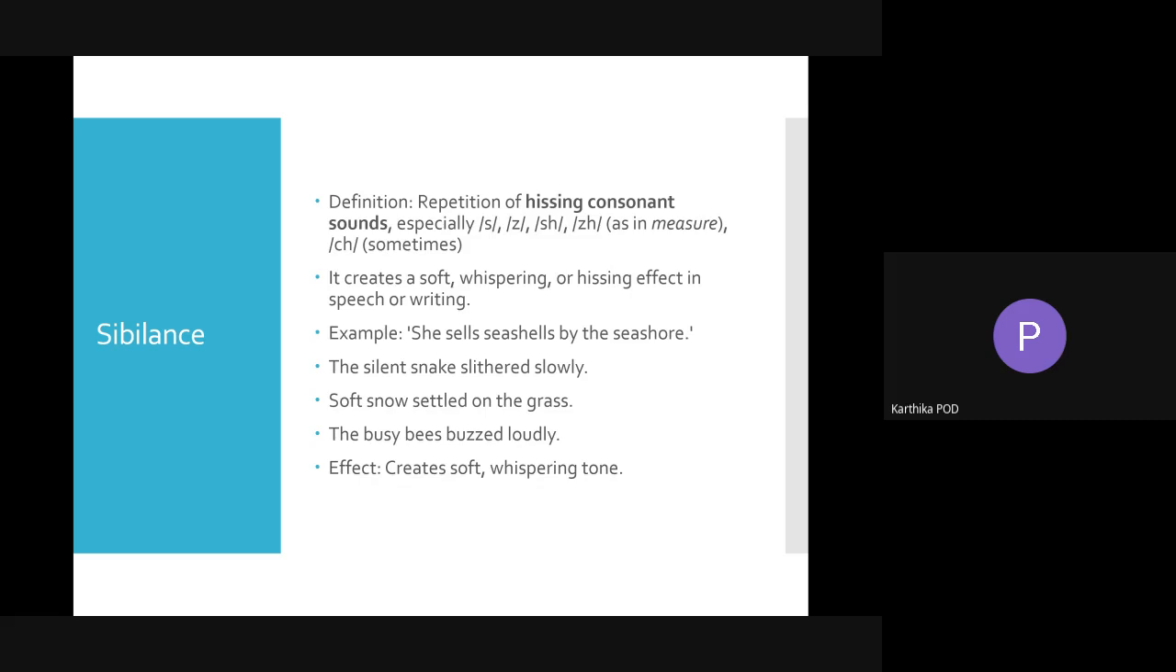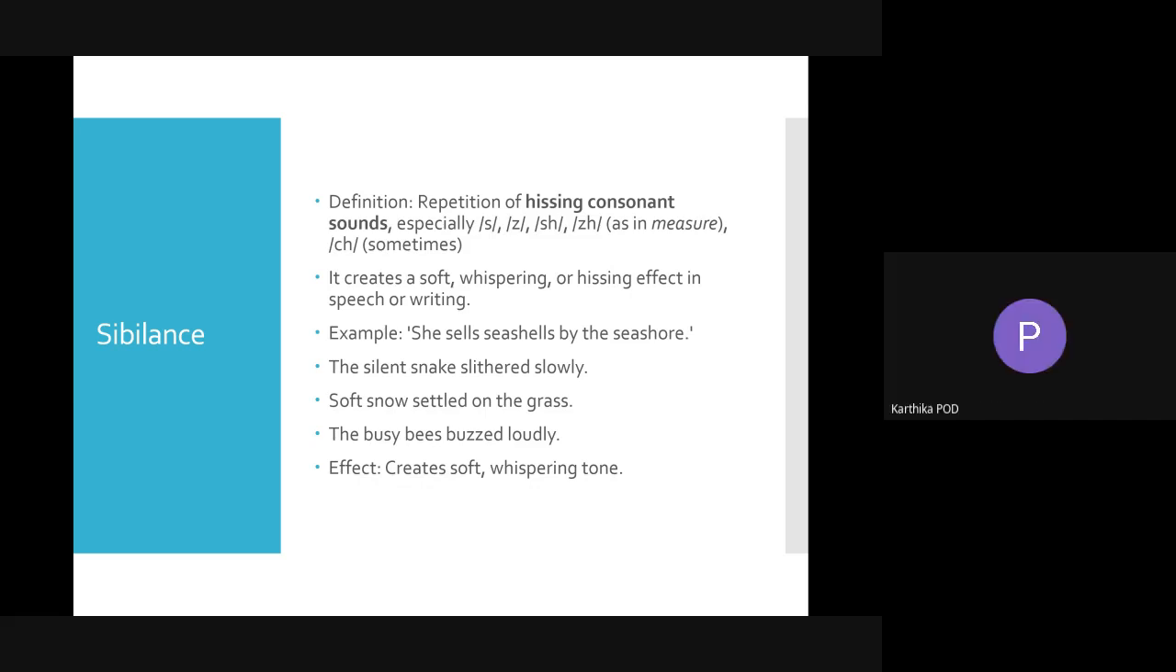So again s. The next is: soft snow settled on the grass. Soft and snow, settled. All of these start with the s sound. Now, the next example: the busy bees buzzed loudly. What sound is getting repeated? z, z. Z sound, yes. Busy, bees, buzzed. Bees, z, buzzed.